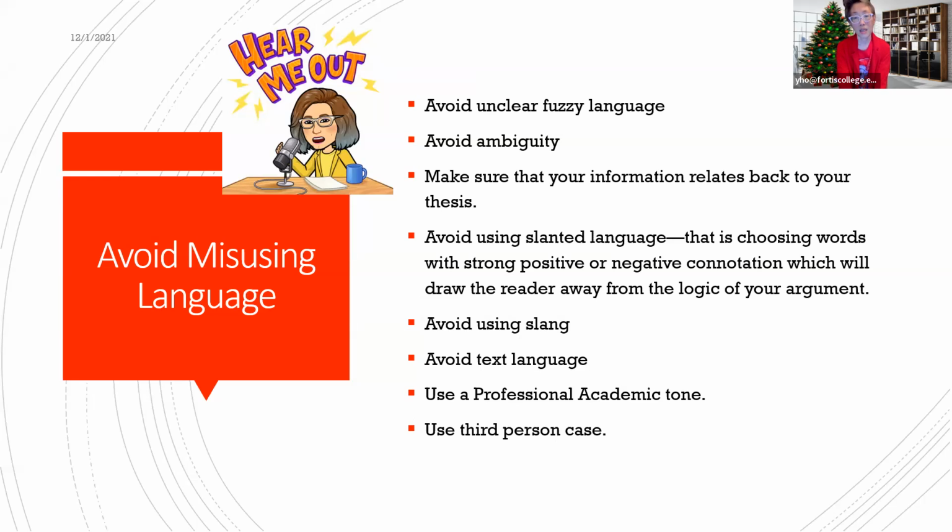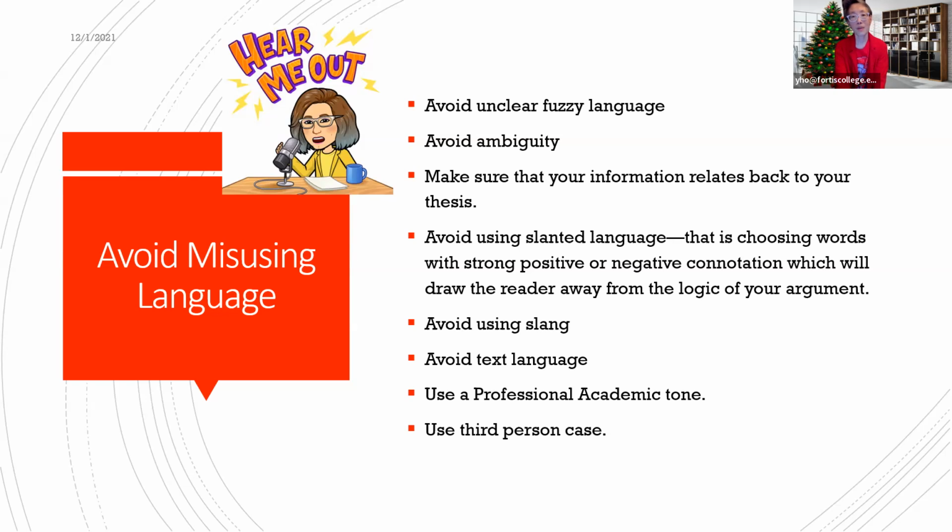Avoid using slang or text language in an academic paper. That is a common mistake that I see in your essays, people using too much slang. For example, one person wrote, let's all discuss this, let us all see what this is, and stuff like that. So avoid using text language. When you write an academic paper, you want to use a professional academic tone. That means you avoid using you and your, because that is second person, which means you're talking directly to the reader. That makes your tone too conversational.